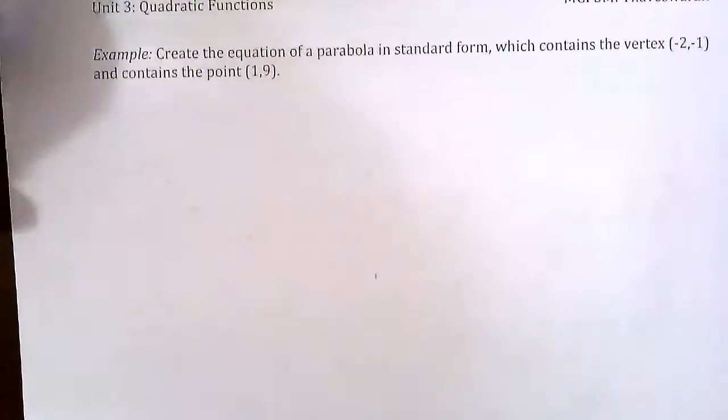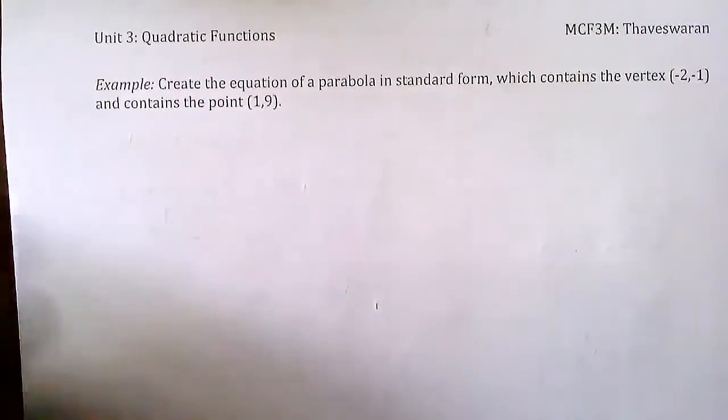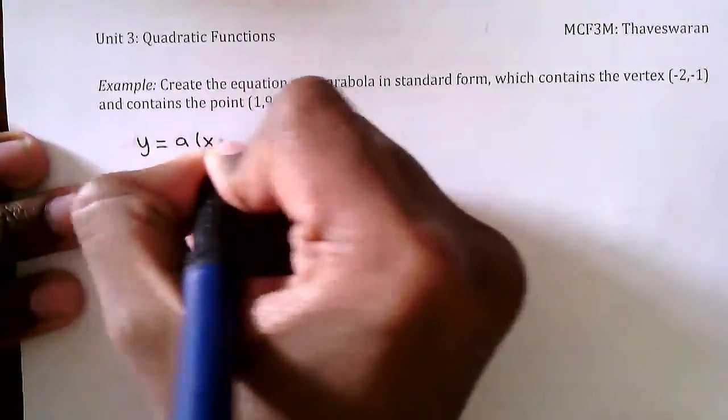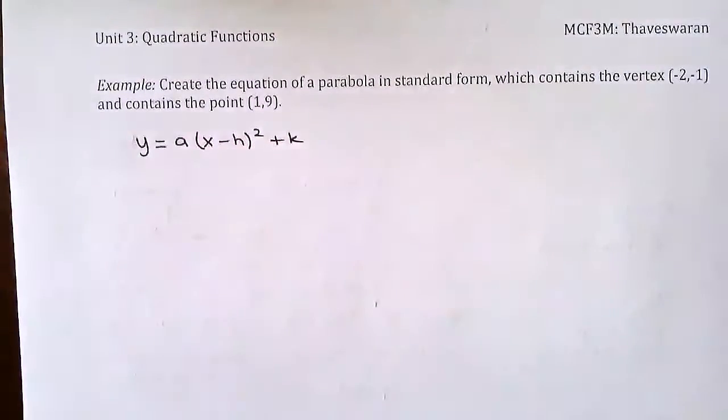So if we look at this, again, it says create the equation of a parabola in standard form, which contains vertex -2, -1, and contains the point 1, 9. So we'll write out the skeleton equation for vertex form. Y is equal to a(x minus h) squared plus k.